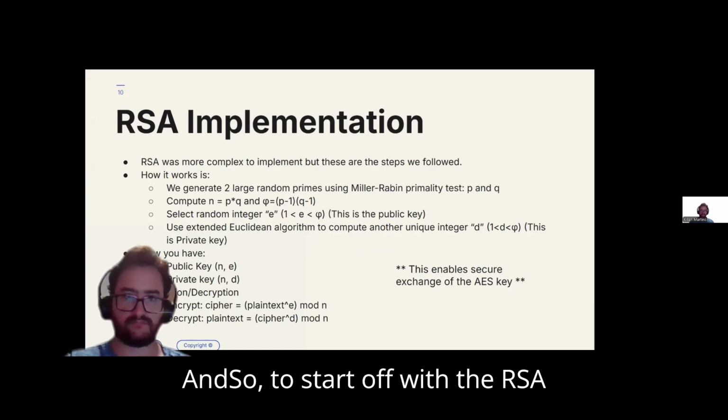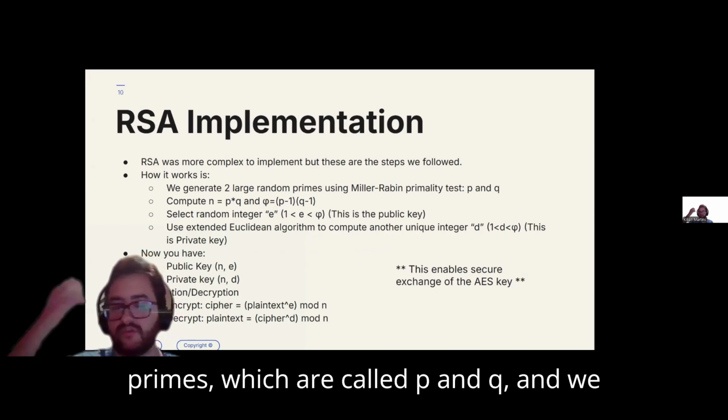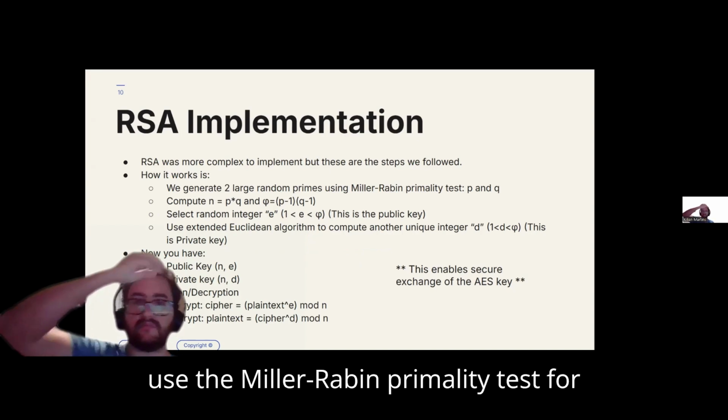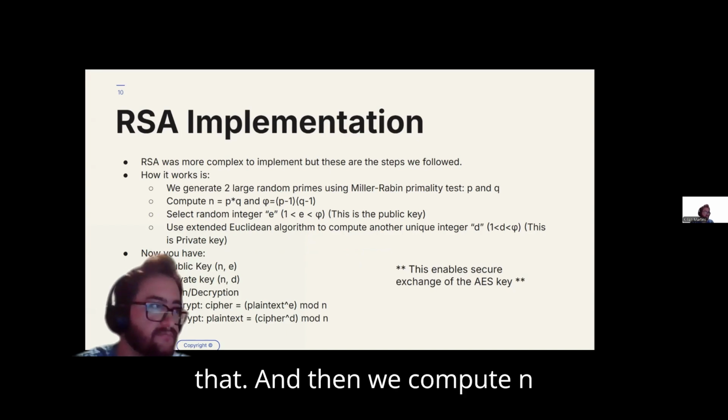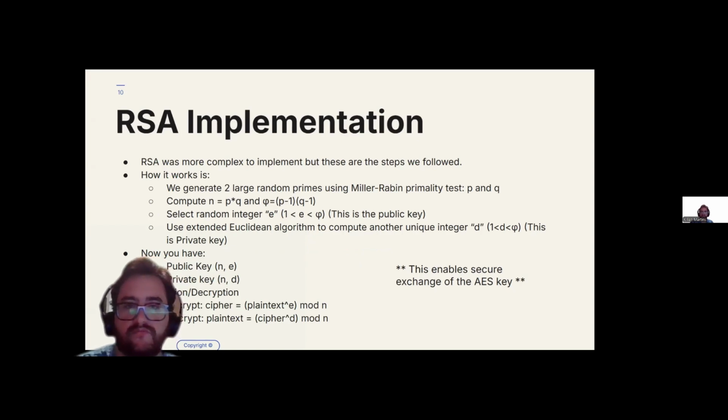And so to start off with the RSA implementation, we generate two large primes, which we call P and Q, and we use the Miller-Rabin primality test for that. And then we compute n using P and Q and phi as well. Phi helps with the math in this case.